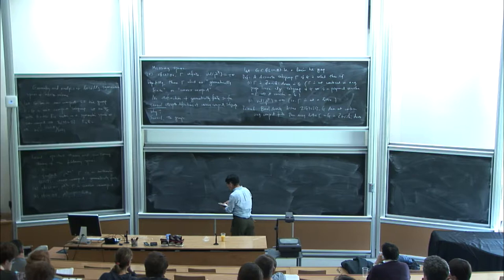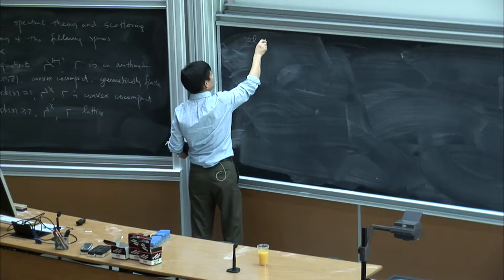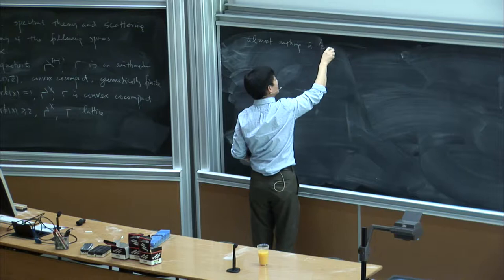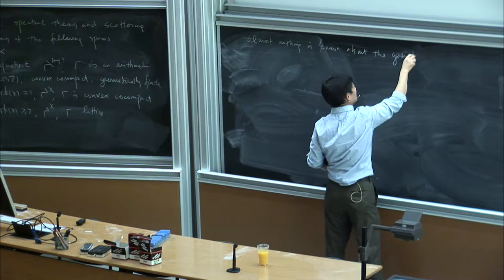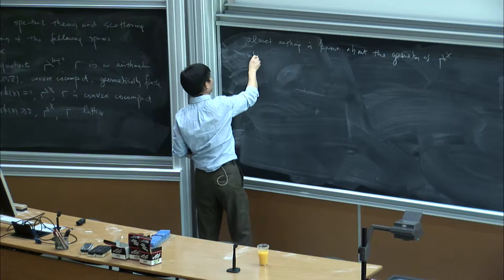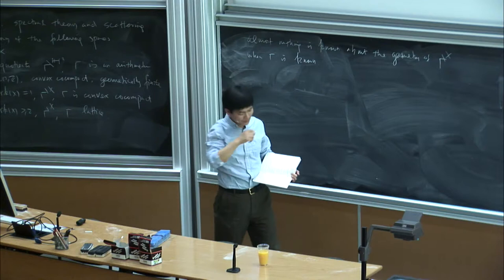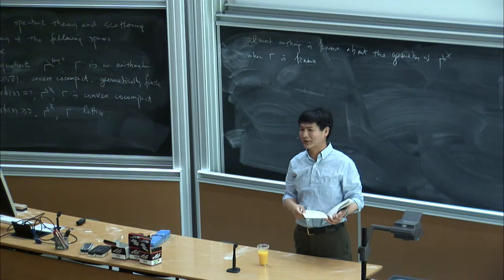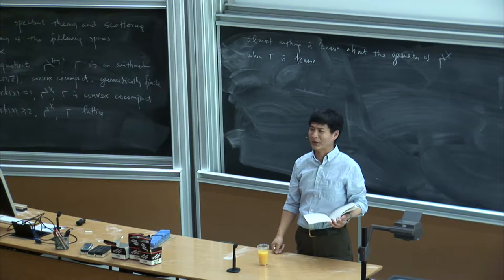Now, one problem is that almost nothing is known about the geometry of X or gamma when gamma is thin. Sarnak came to Michigan and gave a series of lectures in April. So I asked him, how much is known about the geometry of this locally symmetric space of infinite volume? He gave me a very clear and quick answer. He said, nothing.